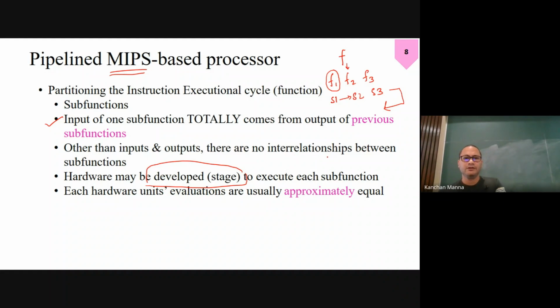Got it? And that we have discussed, function means any small C function, and if we design that function using some hardware, then we call it a stage. Now we have to design each stage in such a way that each stage takes almost equal amount of time, because that will decide our clock period. So this is the general principle.